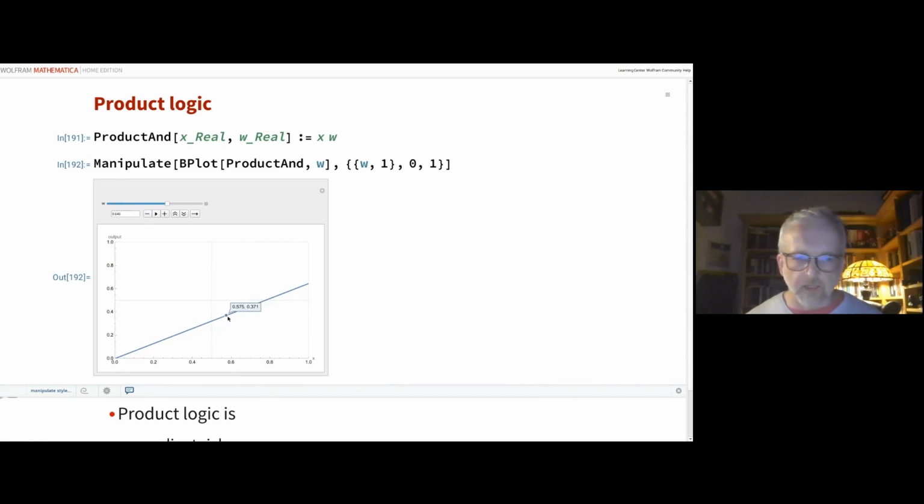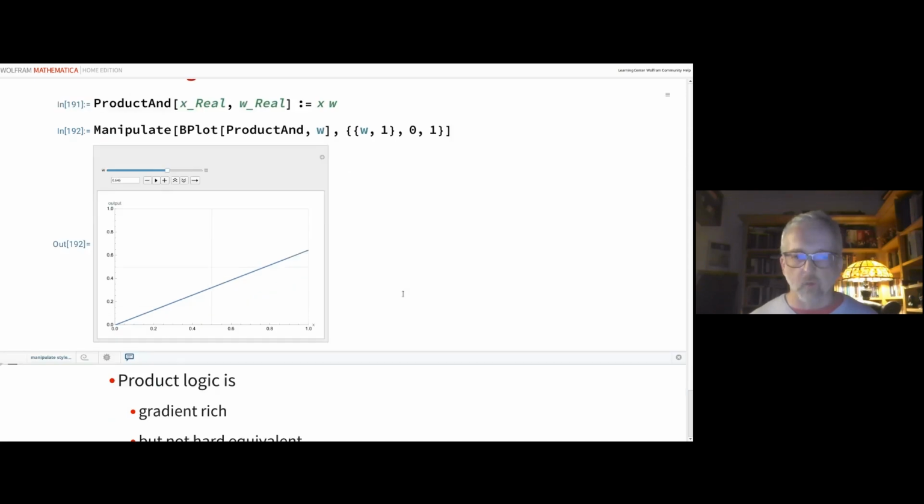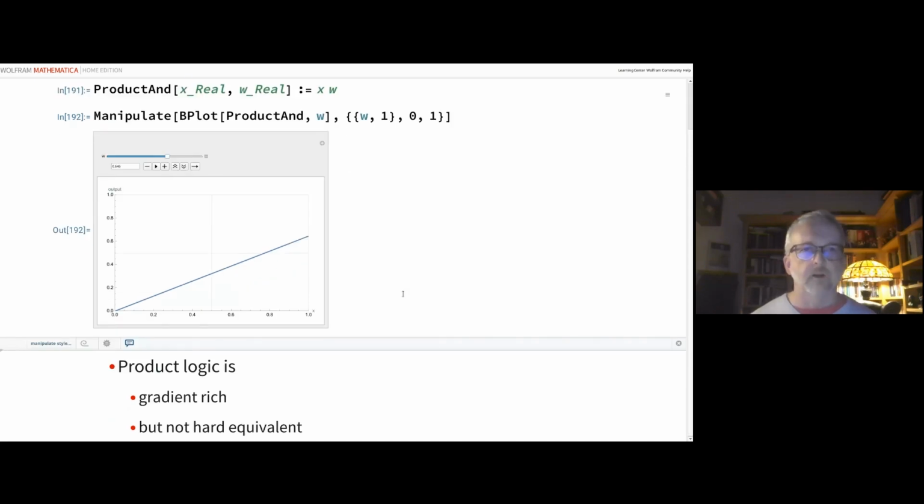The weight of 0.6 hardens to true, so it should act as a pass-through. But here the input is high, but the output is low in this region here. So it's a region where it doesn't act like logical and at all, and therefore product and is not hard equivalent to logical and. That's a problem. Now the output varies continuously. We have gradients everywhere, so product and is a gradient-rich function, which is great for backpropagation, but it's not hard equivalent.